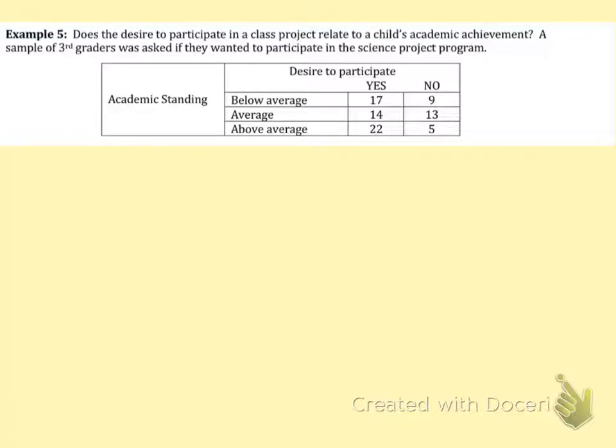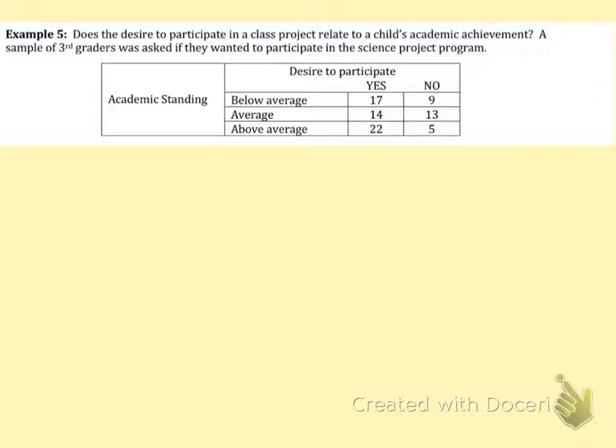Hi everyone. This is example 5 from chapter 19 in your unit 3 student packet. It says, does the desire to participate in a class project relate to a child's academic achievement? A sample of third graders was asked if they wanted to participate in a science project program.